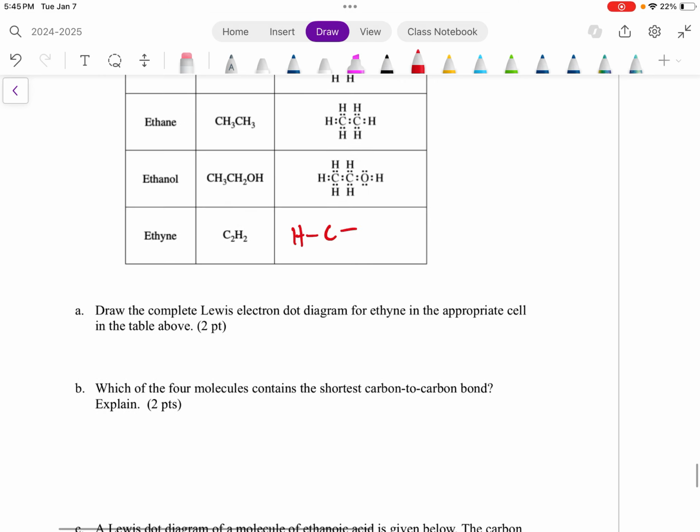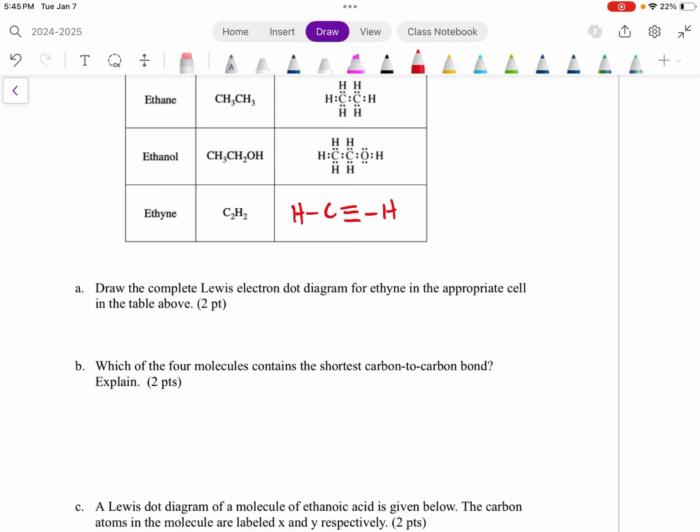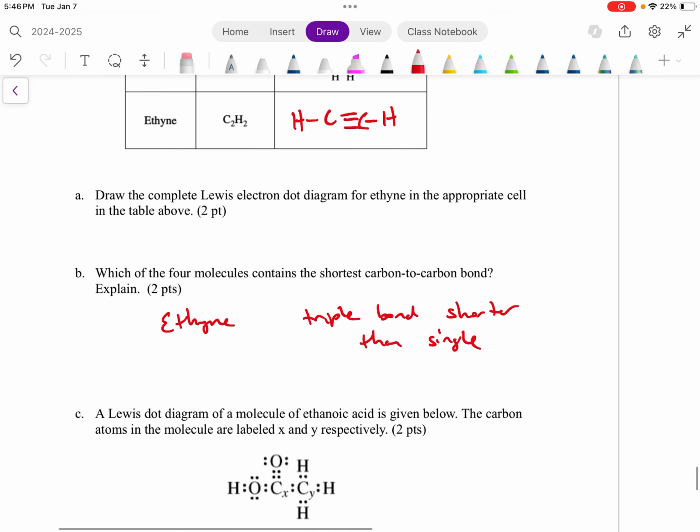First one was just a quick Lewis structure, so you should have gotten a triple bond here between the carbons. Which of the four molecules contains the shortest carbon-to-carbon bond? That's going to be the ethyne, because a triple bond is shorter than a single bond, which is what all the other ones were.